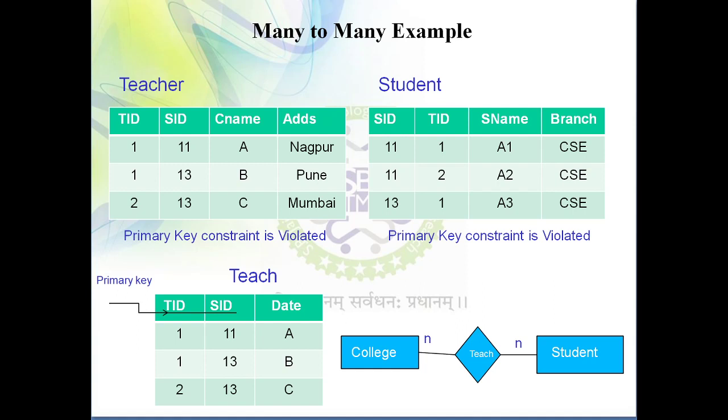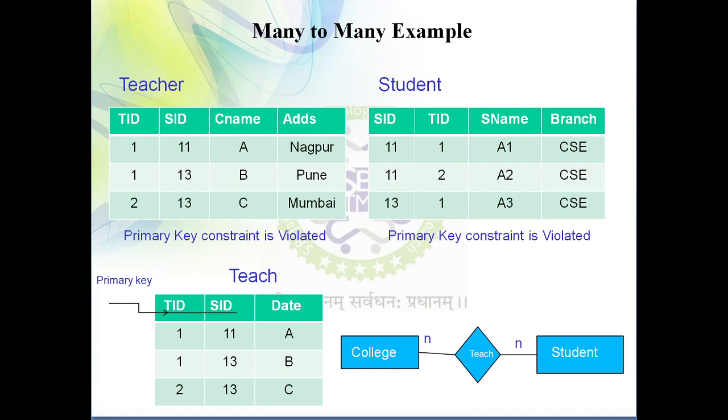We have to create a third table where the primary key is formed with a combination of two attributes: one is the teacher ID and the second is the student ID, because Teach is a table which tells us which student has been taught by which particular teacher. And one more attribute we have here is date, on which date that teacher has taught that particular student.